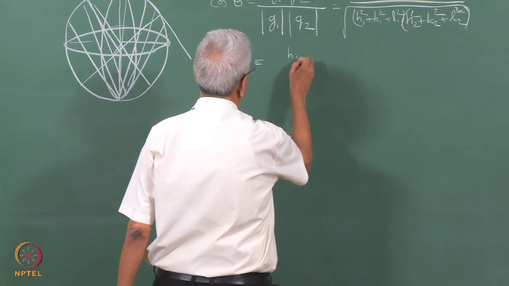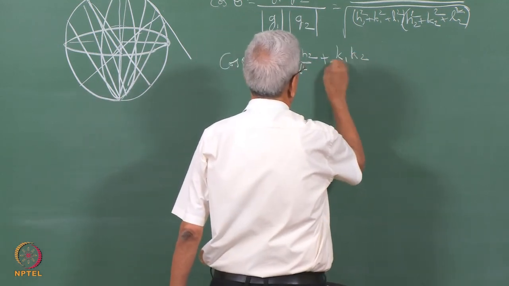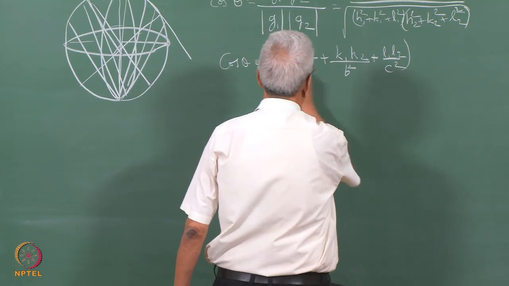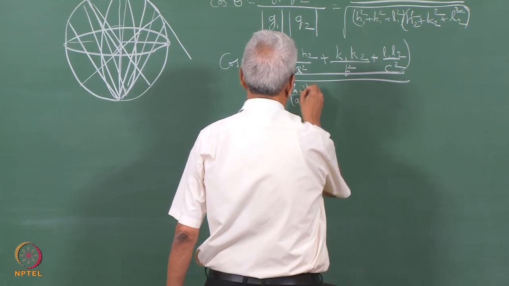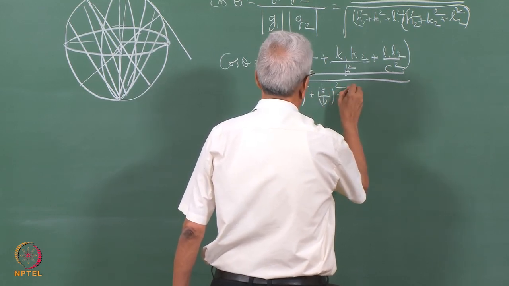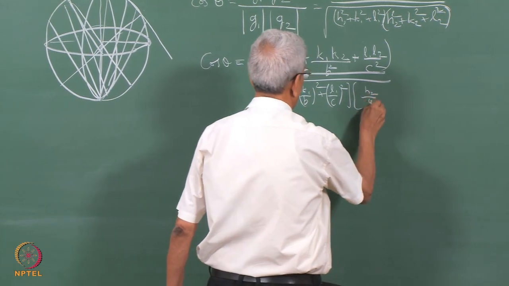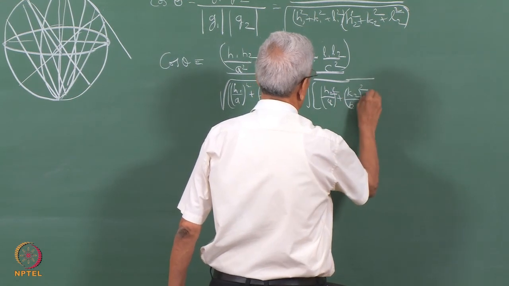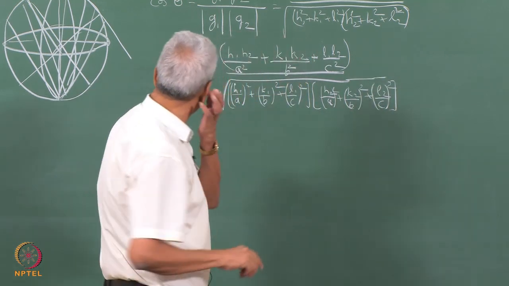for a simple orthorhombic case, H1 H2 by A squared plus K1 K2 by B squared plus L1 L2 by C squared, divided by root of (H1 by A the whole squared plus K1 by B the whole square plus L1 by C the whole square) into (H2 by A the whole square plus K2 by B the whole square plus L2 by C the whole square). This is how it will turn out to be.